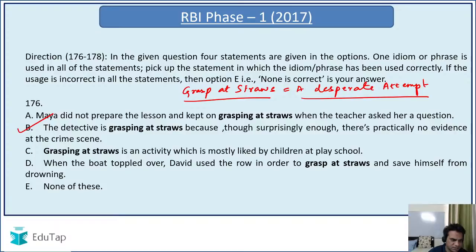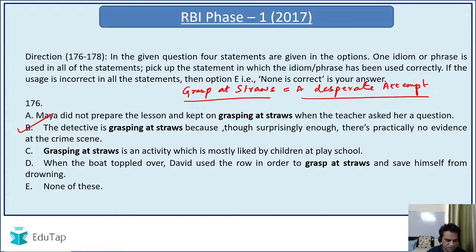Now, option C, there is no desperate attempt. Option A, there is no desperate attempt. Maya did not prepare the lesson, so she kept on grasping at straws. So it was not a desperate attempt. She did not prepare. That means she was not ready. But grasping at straws means to give it a desperate attempt. To give everything that you have. That's what grasping at straws means.